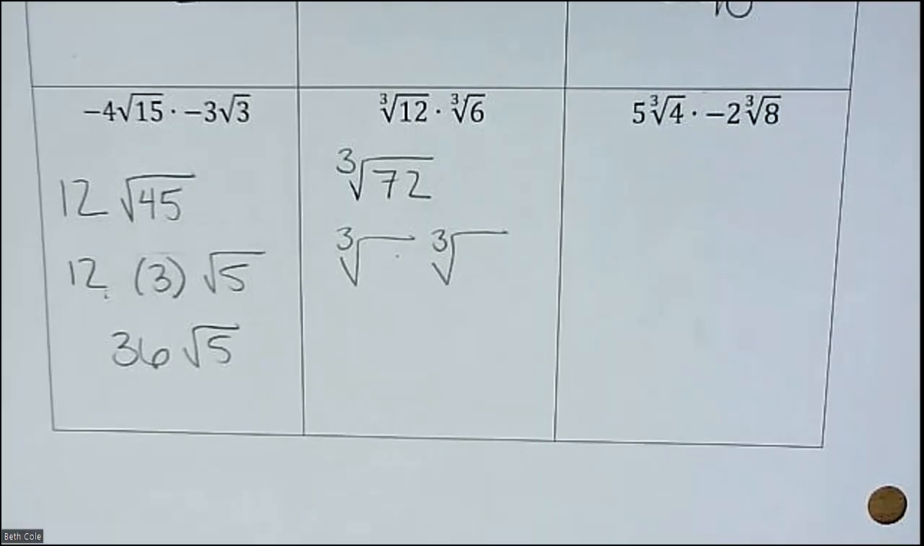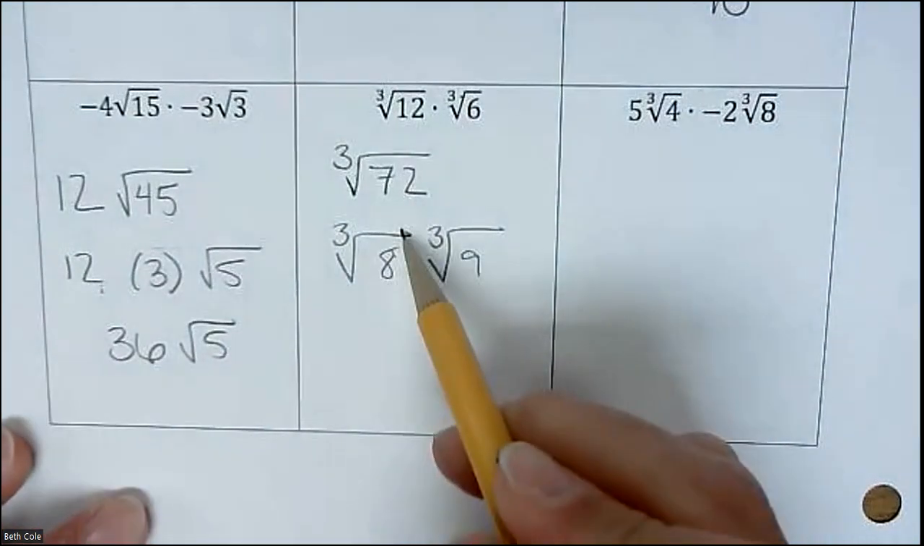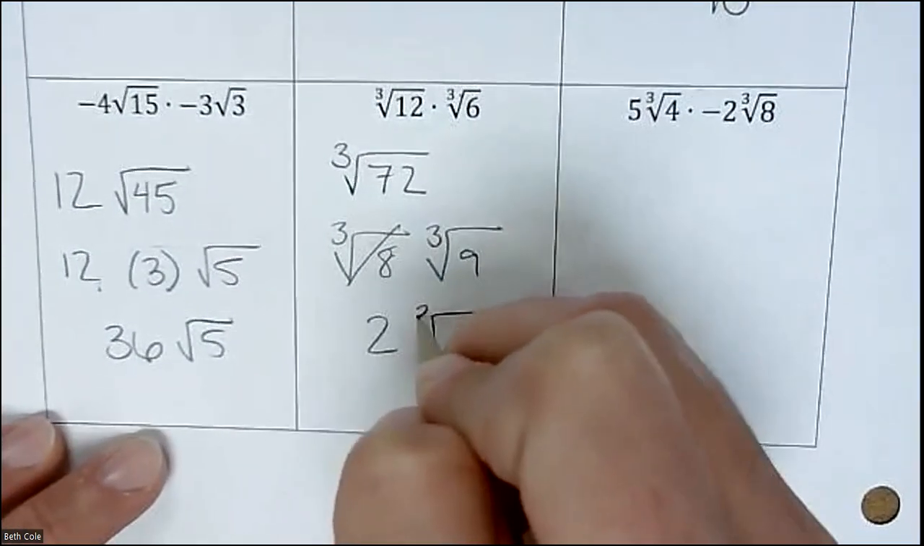I would put the 8 first because I like to put the one that works first. All right, so 8 times 9. And then what is your cube root of 8? Because remember, the reason you picked that is because it'll work. Good. Oh my gosh, 2 cube root of 9.